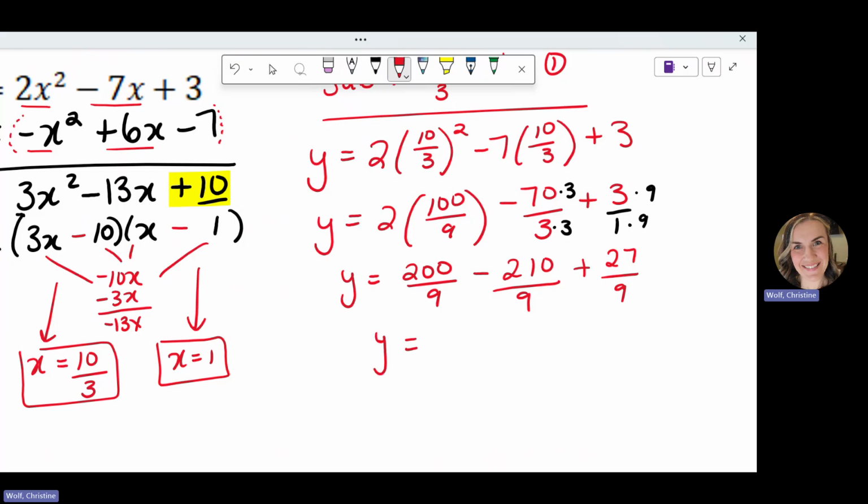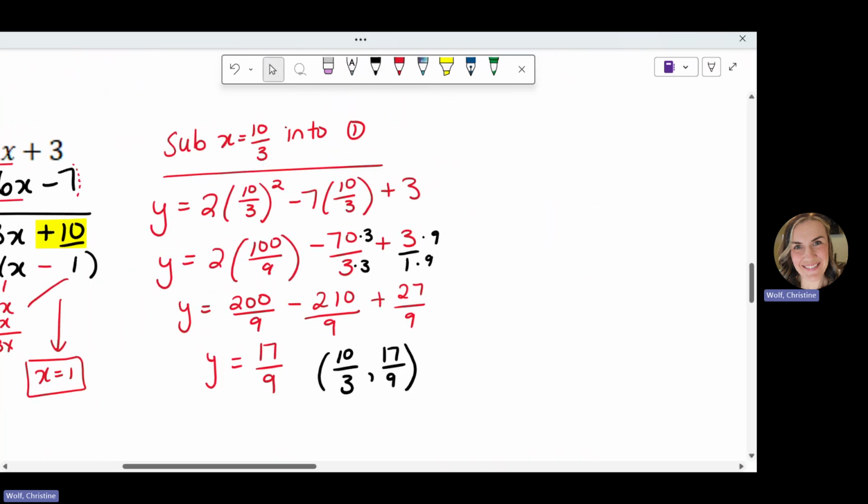Okay, common denominators means you can do all the tops together. So 200 minus 210 is negative 10. Negative 10 plus 27 is positive 17 over 9. So you just found your first point. It's nasty, but when x is 10 over 3 and y is 17 over 9, those two graphs will cross.